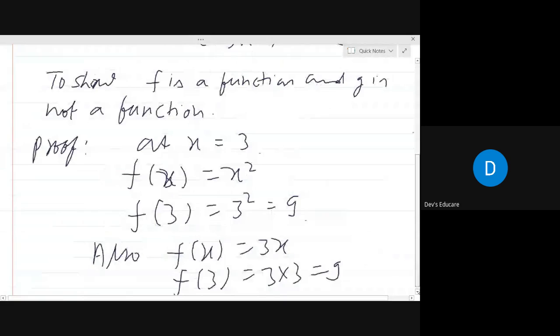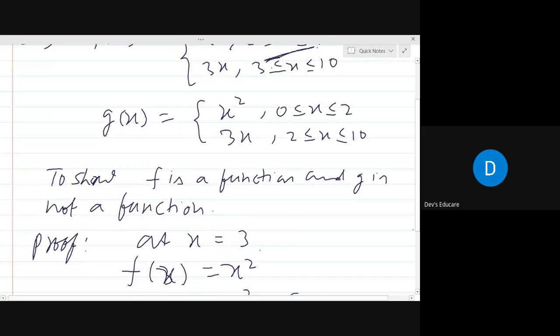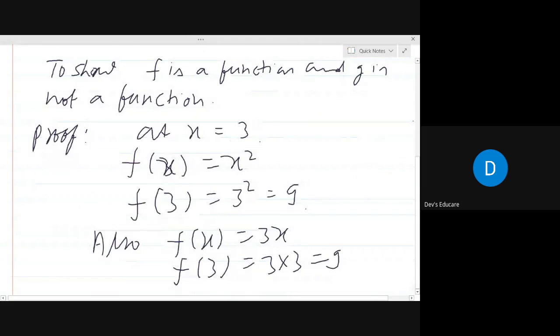Okay, now coming to g(x). Again, in this function we can see that the value of the function can change at x equals 2, where the interval is going to break. The interval is breaking, so this is the point where we can check the value of the function. So we check at x equals 2.